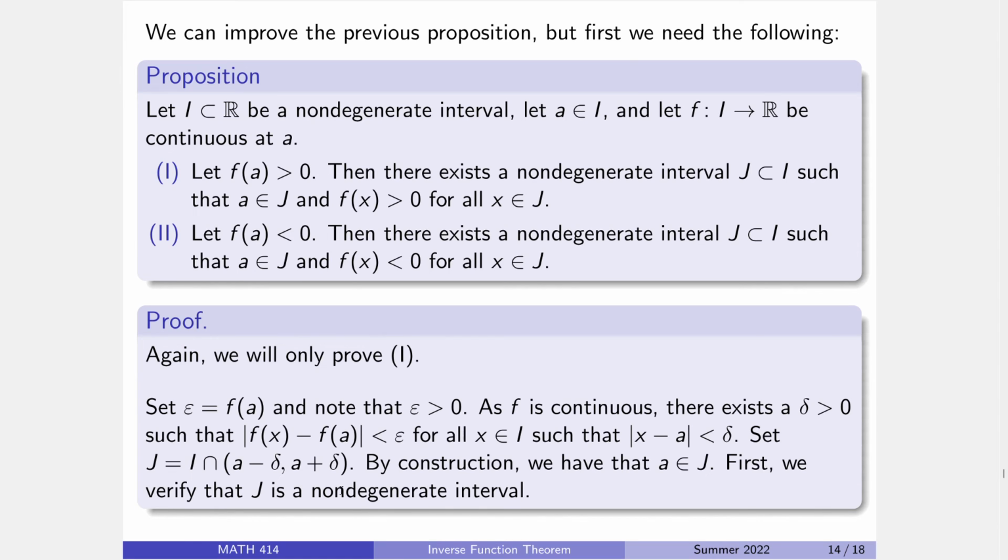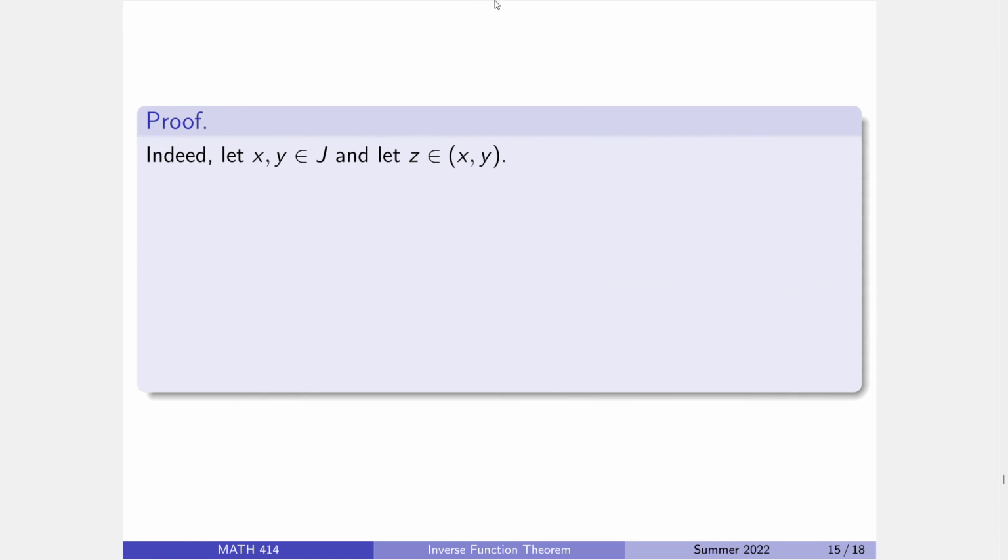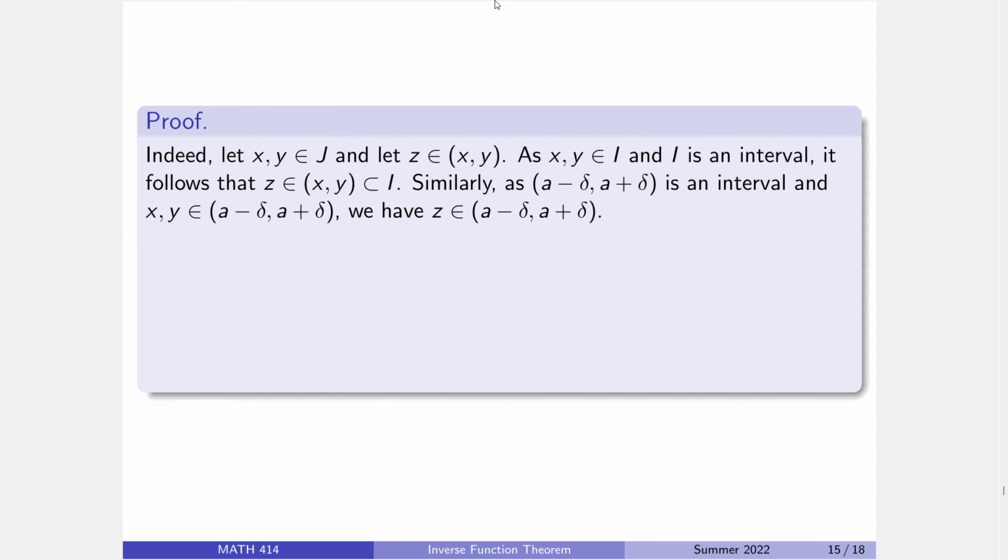All right, I claim J is a non-degenerate interval. Pick two elements x and y that live in there. And then let z be something in between x and y. Well, x and y are in I, and I is an interval, so z has to be in I. Likewise, that neighborhood is an interval, and x and y are in there, so z has to be in there. Consequently, J is an interval.